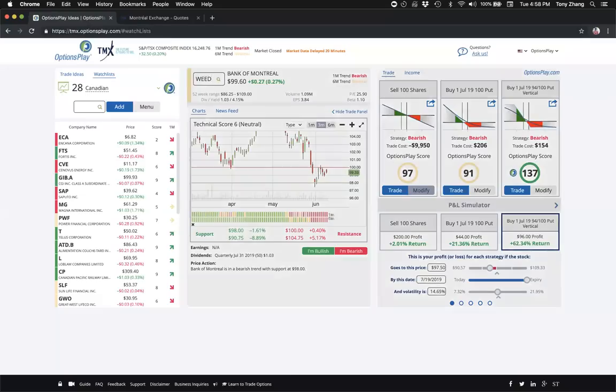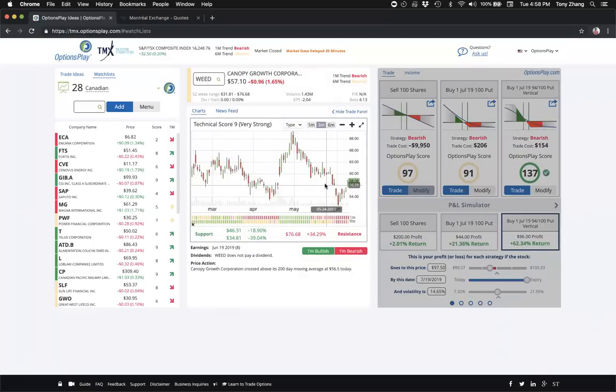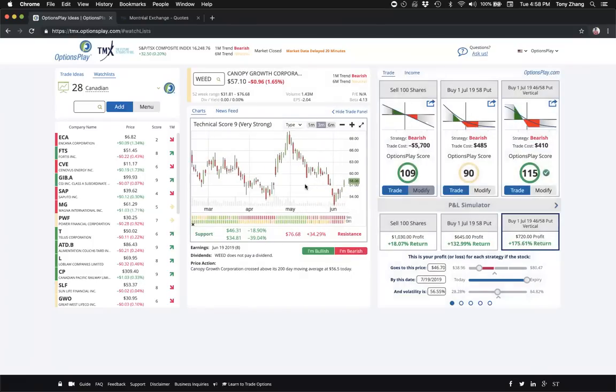So let's say I'm looking at weed, Canopy Growth. Let's say you have a bullish view on Canopy Growth. It just broke above that $57 support resistance level. Let's say I'm bullish on this specific stock. I could buy 100 shares of the stock for $5,700, or I can buy a call option for $470.